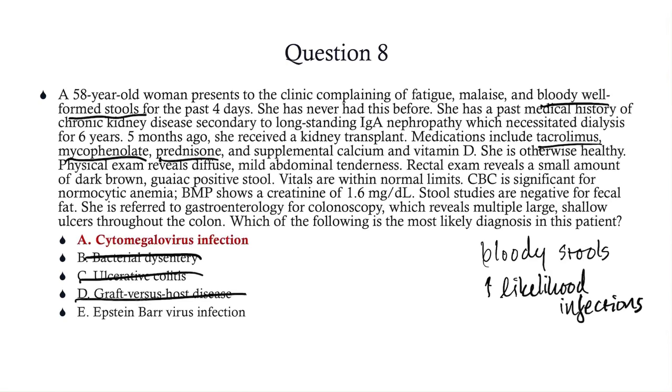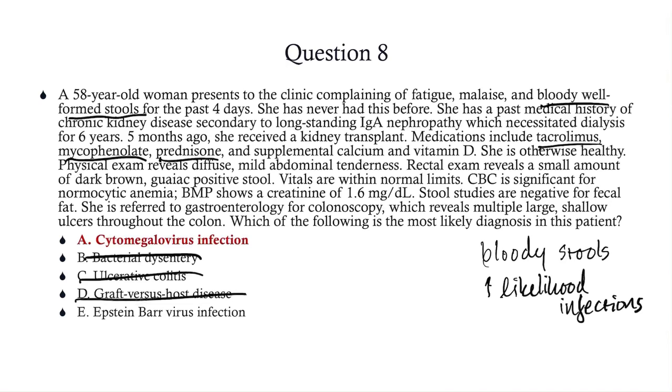And then what about an Epstein-Barr virus infection? So Epstein-Barr virus infections can be opportunistic, and in those cases, they're usually associated with malignancies like a non-Hodgkin's lymphoma, for instance, but they are not associated with colitis.